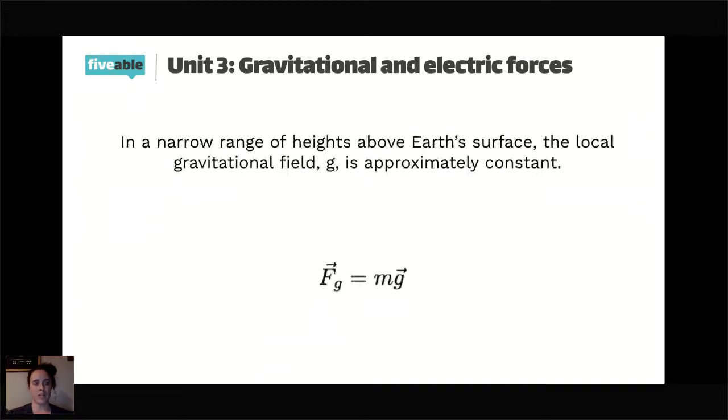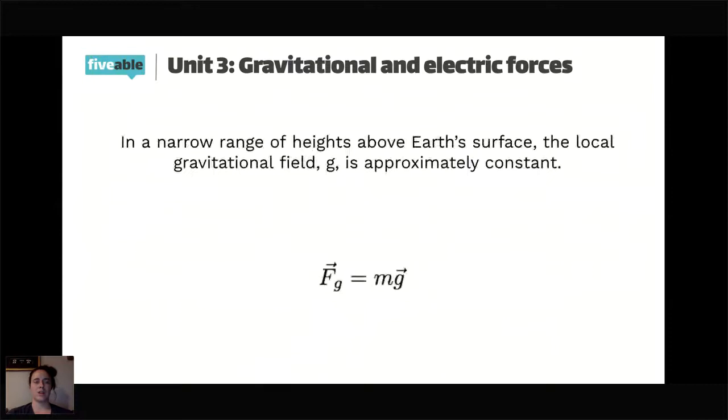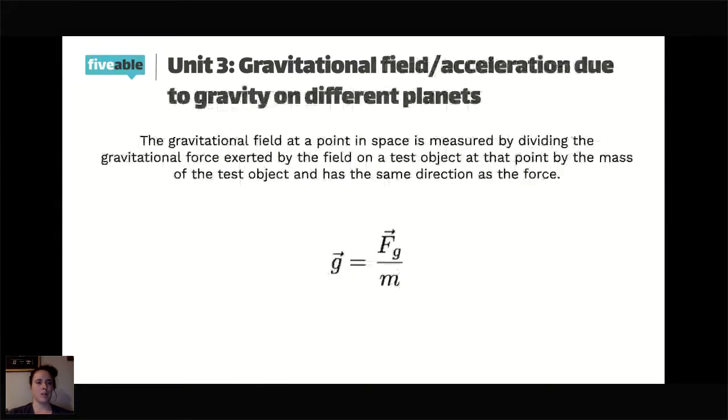And in a narrow range of heights above Earth's surface, so when you zoom in on the surface, the local gravitational field g is approximately constant. So that's why we can use g equals 9.8. But once you get far away from the surface, then you have to go back and use G M m over r squared because it starts getting less than 9.8. All right, so the gravitational field at any point in space is measured by dividing the force exerted by the field, so our G M m over r squared, by the mass of the test object.